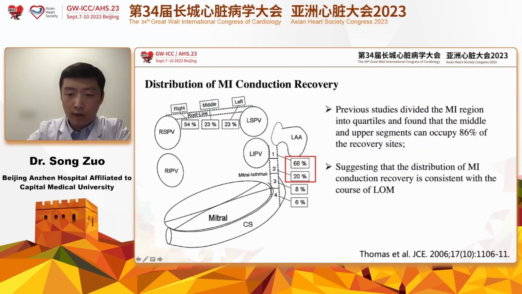Professor Thomas in Bordeaux, France, reported the distribution of mitral isthmus conduction recovery in 2006. They divided the mitral isthmus region into quarters and found that the middle and upper segments occupied nearly 86% of the recovery sites. It suggests that the distribution of mitral isthmus conduction recovery is consistent with the course of the ligament of Marshall.